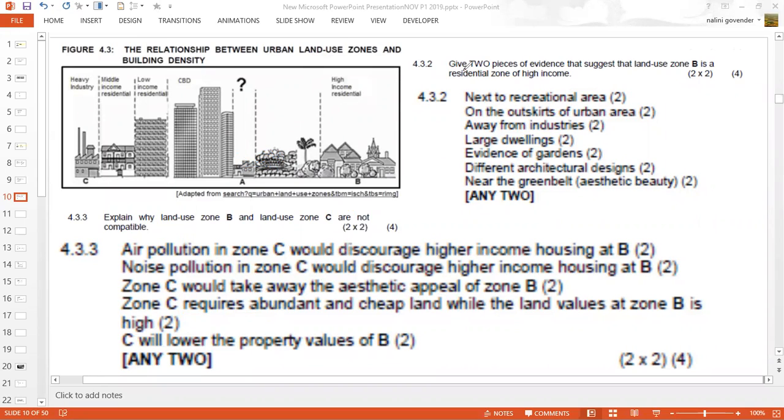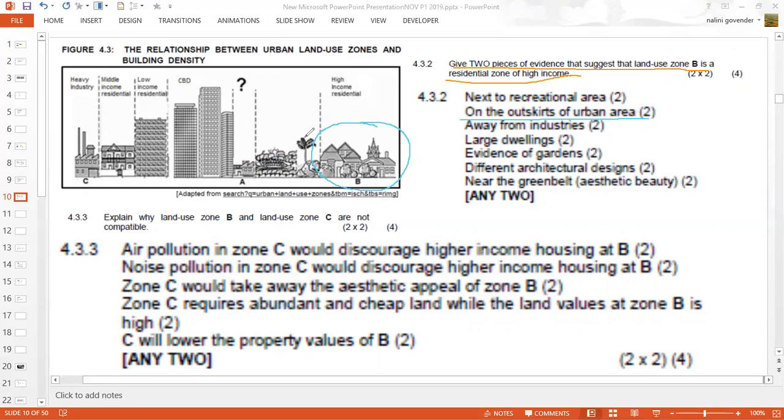Give 2 pieces of evidence which suggest that land use zone B is a high income area. What indicates that this area is a high income area? Area label B. It's on the outskirts of the urban area. It's occupying the rural-urban fringe. You got a mark for that.